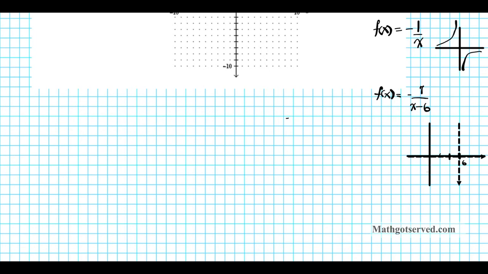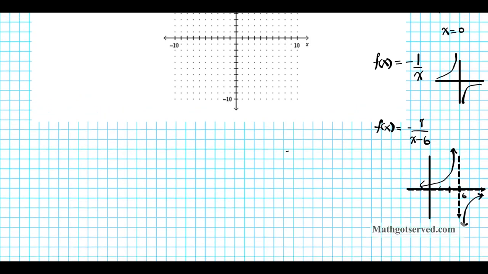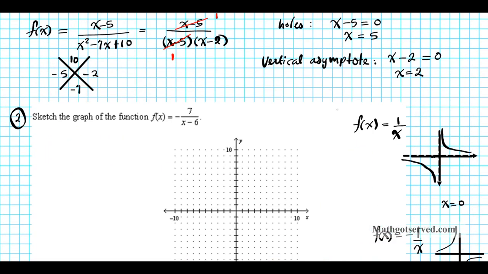Now your function that's being reflected and dilated by a factor of 7 is going to look something like this. Remember, the dilation is not that significant. It doesn't significantly alter the appearance in the sketch. This is not perfect. It's just a sketch. So this is what your graph should look like, all right? Okay, so let's take a look at this right here.